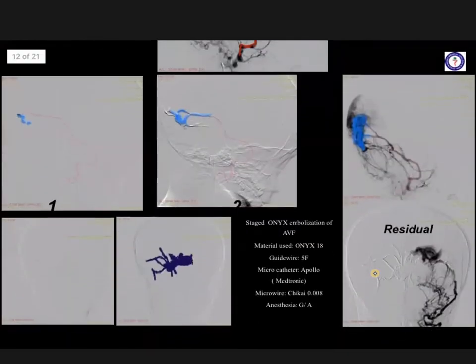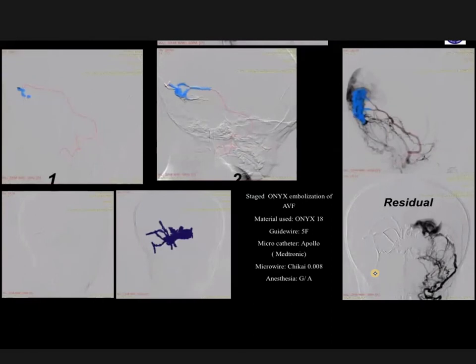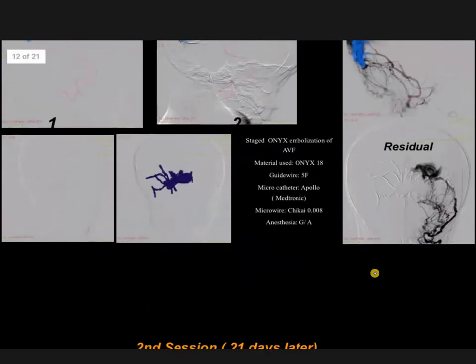As per our plan, we put our guiding catheter at the stump of the external carotid artery on the right side. Then we took the Apollo microcatheter, possibly 5 centimeter, over the 0.008 Chikai wire to the fistula point. And then we started injecting Onyx 18. And slowly we were able to embolize the fistula points. In the lower pictures, you can see the Onyx cast with the feeding pedicles.